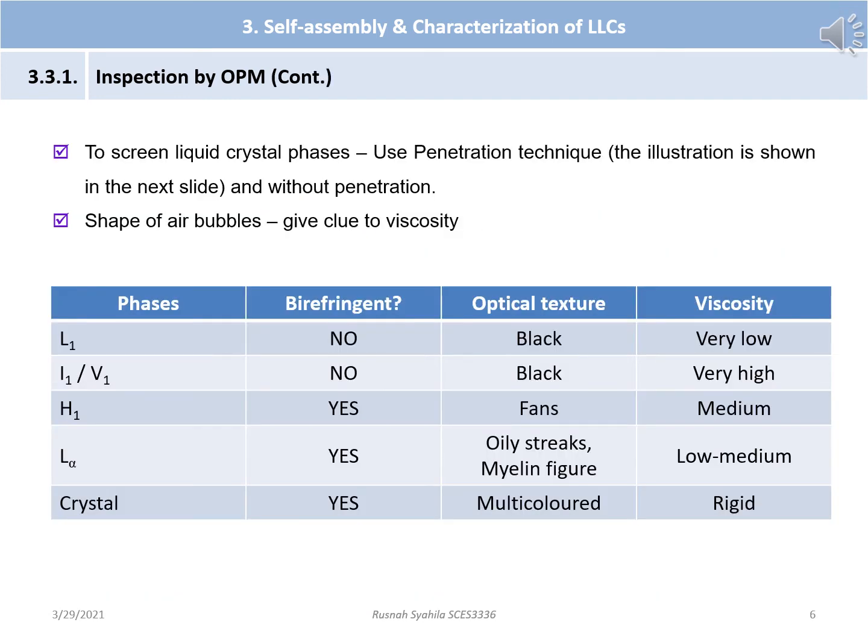The table on this slide shows the summary of the phase identification with OPM. Only hexagonal and lamellar will show an optical texture. Crystal will show a multicolored optical texture.